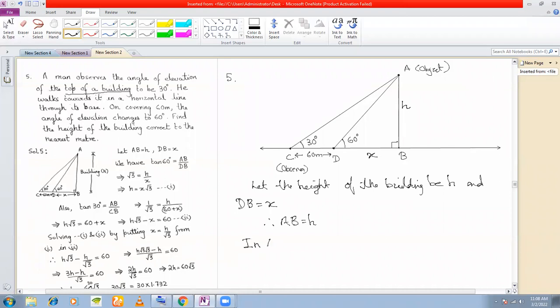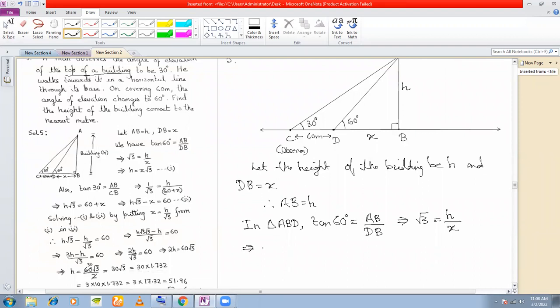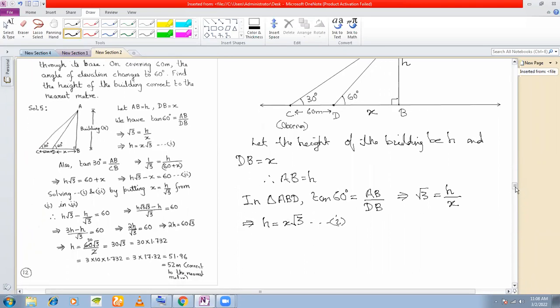So in triangle ABD, tan 60 is AB by DB. The value of tan 60 is √3. AB we have taken as H, DB the length is X, right? So we are getting here H is equal to X√3. Let's call this 1, because we'll get two simultaneous equations which we'll be requiring to solve. Okay, so in triangle ABD we have used.